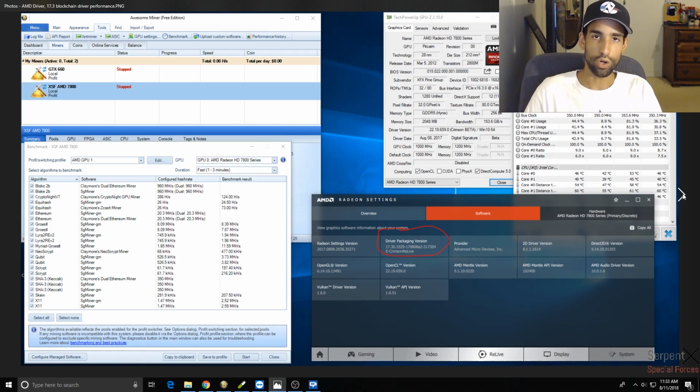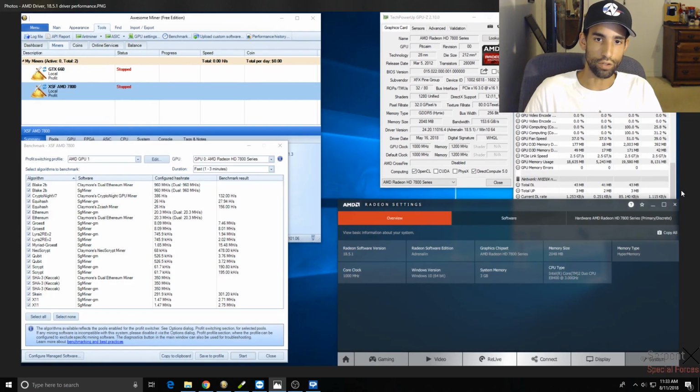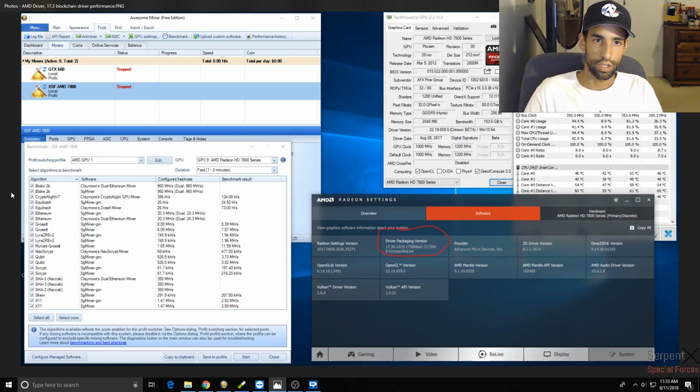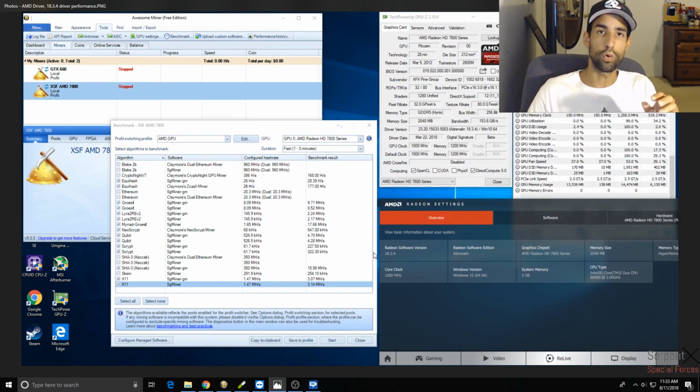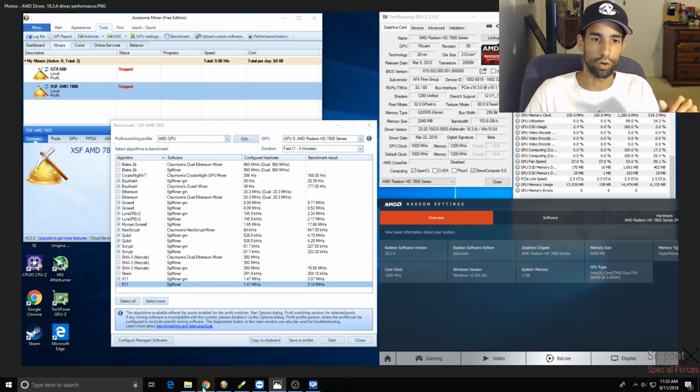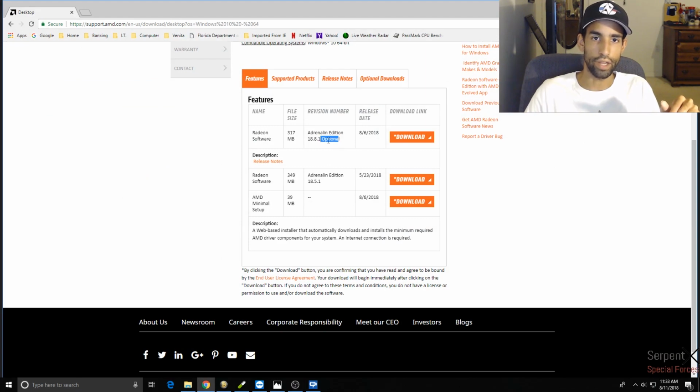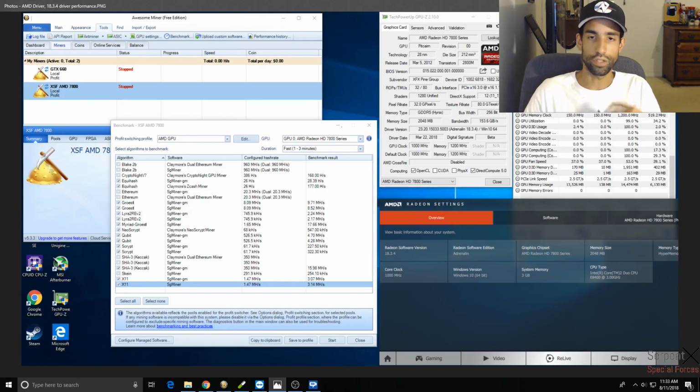But the main goal is, which driver is best for your AMD graphics card? That's what we're looking at here. So performance-wise, what I found is the best driver is not the newest, even though the 18.5.1 got me about six more hashes. I found that the best driver is the 18.3.4. Now, that's two tiers down from what's currently out, which is 18.7.1, or excuse me, 18.8.1.